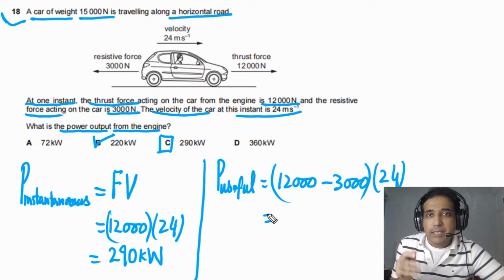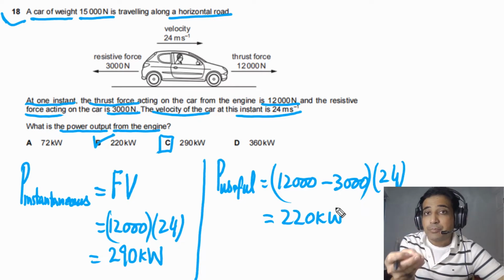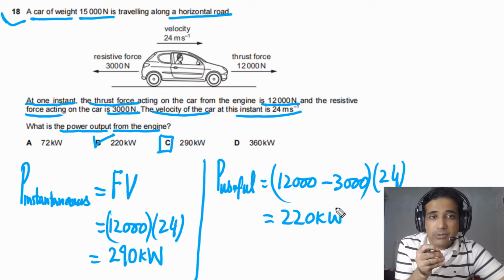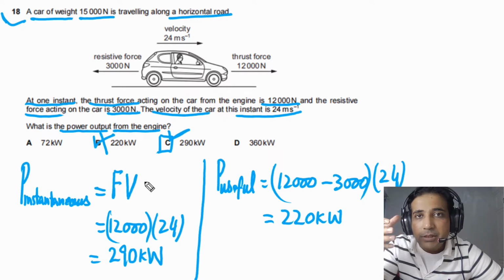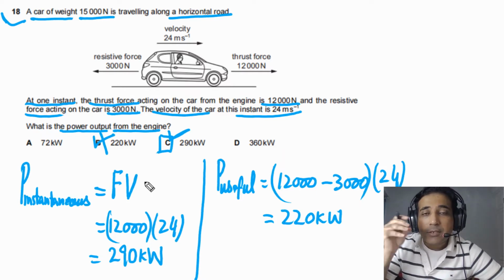So we need to understand the difference between P instantaneous and P useful, or we can say P effective. Most of the students got this answer because they calculated P useful or P effective. But the question was asking to calculate P instantaneous at that instant of time. So they got the wrong answer. So this one is not the right answer. This is the right answer because the question is asking you to calculate P instantaneous. So you need to understand the difference between P instantaneous and P useful, or simply P effective.